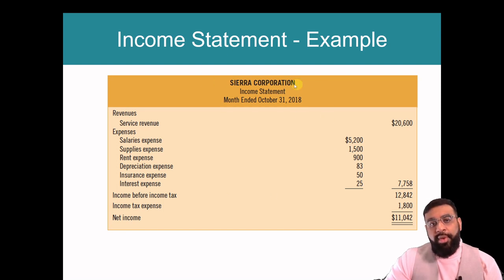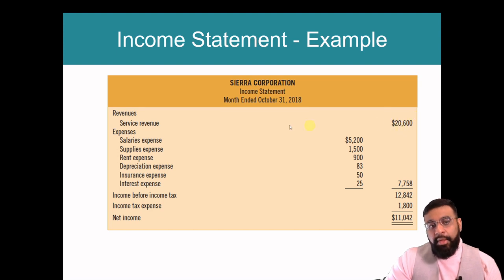So as you can see, we have a 3-part title. We have the company name, the statement name, and the date. In this specific example, they are doing this based off of the month ended October 31st, 2018. So we have 2 columns here. We have subtotals and we have totals. Very important. So the first category we have is that of revenues. As you can see, we have one revenue, which is indented. We have service revenue. So this company is a service company, and since they have one revenue, we put it directly into this column over here, 20,600.